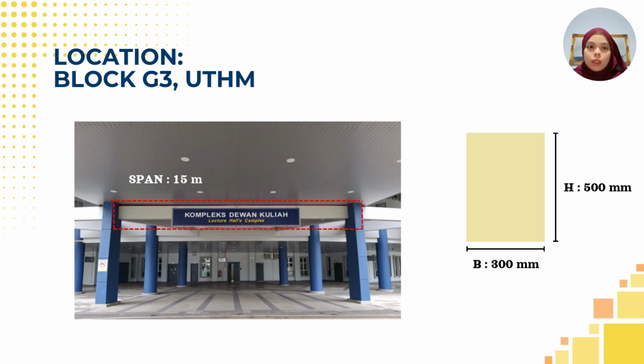As shown in the image, the selected beam is positioned at the main entrance and is idealized as a simply supported beam. The beam has a span of 50 meters with a width of 300 millimeters and a height of 500 millimeters as indicated in the diagram. The building is constructed using a reinforced concrete frame system consisting of beams, columns and slabs. Due to its clear visibility and accessibility, this beam is suitable for one-side observation, sketching and simplified structural analysis.